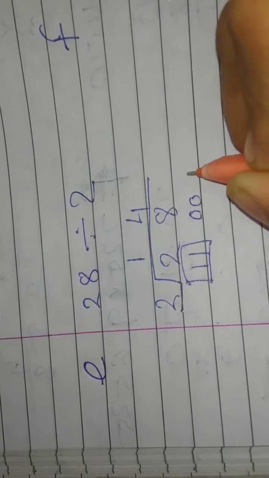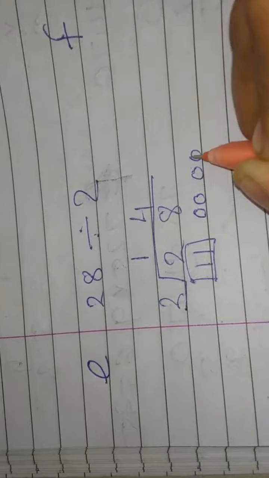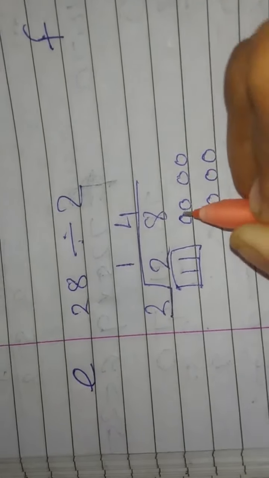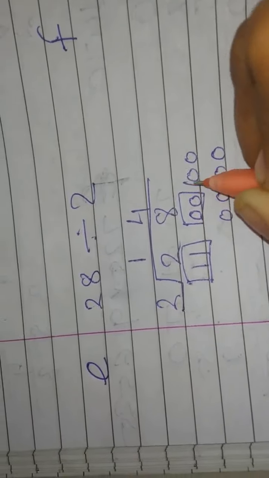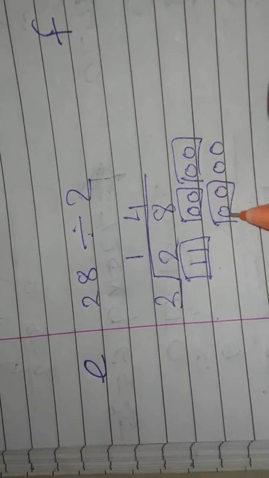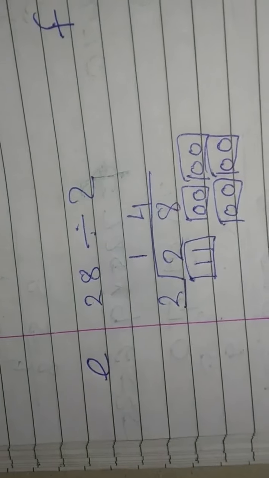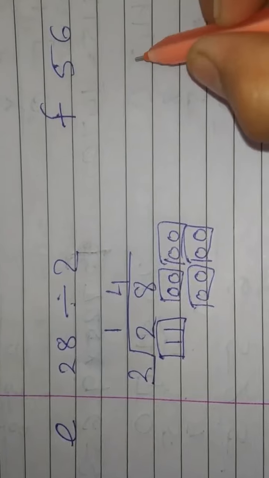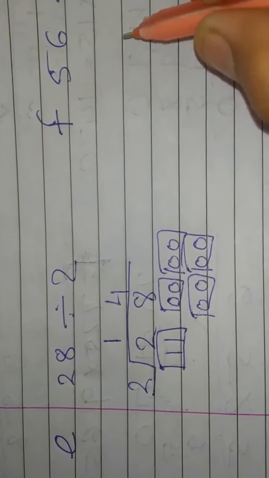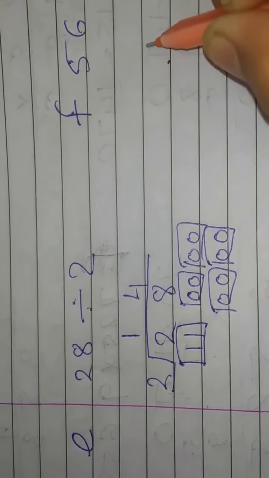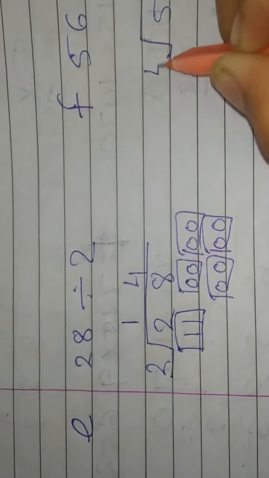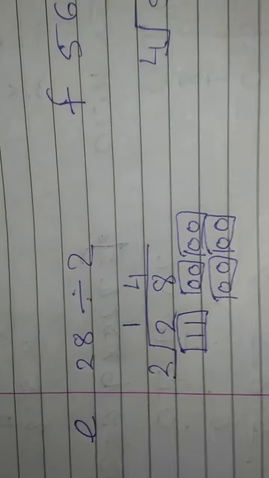1 2 3 4 5 6 7 8. Now into 2 groups, what will we do? We will circle it and divide it into groups. Okay, got it. So 2 ones are 2, 2 4s are 8. Now next one is 56 divided by 4. So in that, 4 ones are 4.